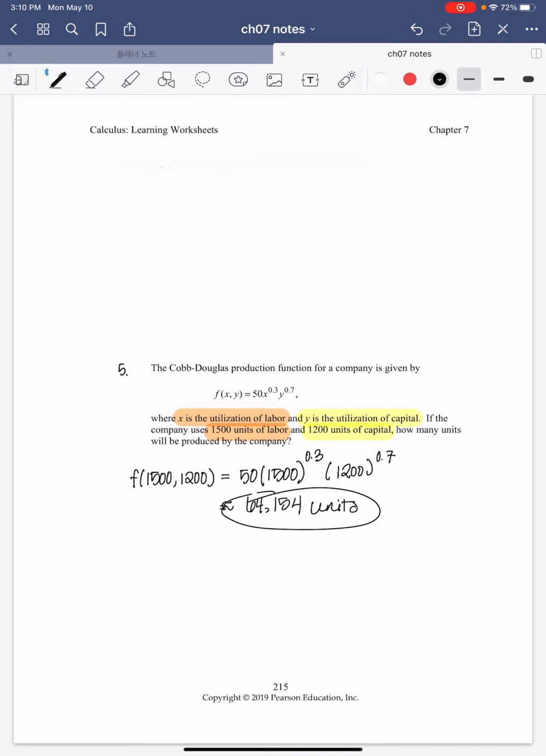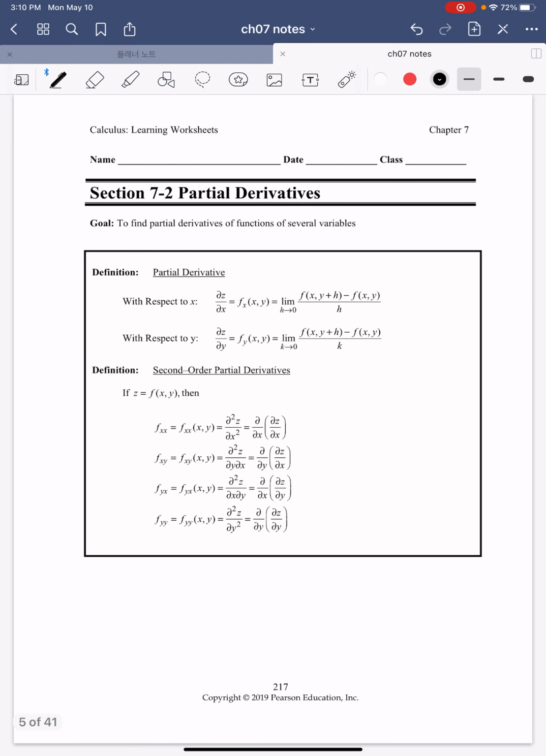Pretty simple. Now we are going to add one more part to it, taking the derivative. So that will be 7.2. So let's jump onto the second part, 7.2. Now we are going to learn how to take the derivative of these multivariable functions. So here we have to be careful.